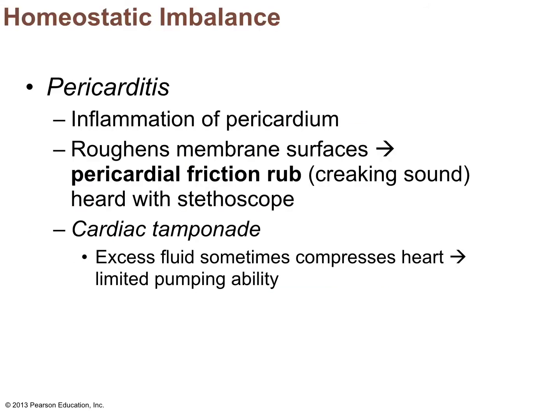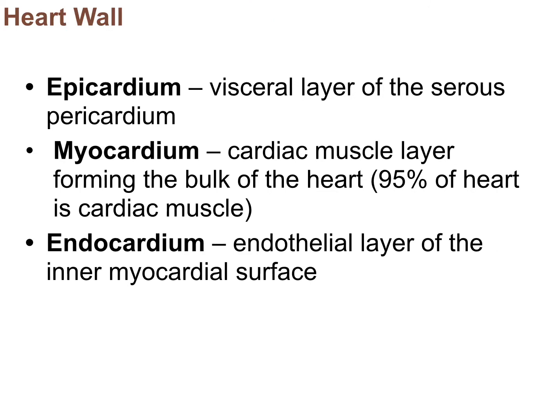When we see itis, we always think inflammation. So pericarditis is actually inflammation of this pericardium we just talked about. You get what's called a pericardial friction rub, which is a creaking sound that you can hear with a stethoscope. One of the things that oftentimes shows up with pericarditis is something called cardiac tamponade, and that's where fluid builds up and compresses the heart and makes it more difficult to pump, so it limits the pumping ability of the heart.